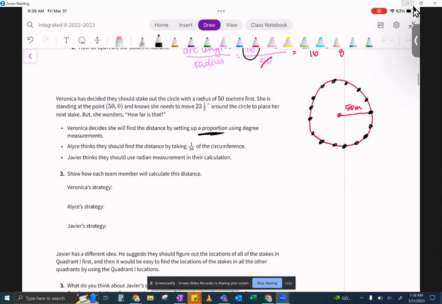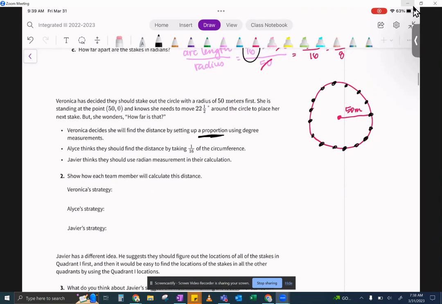Okay. So then it says Alice thinks, so that's Veronica's strategy. So I'm going to pause right there and work out Veronica's strategy really quick with you. So she's going to proportion it out in degree measurements. Whenever you're proportioning stuff out, you think about what you want versus what you have, right? So we want 22.5 degrees, and we have 360 degrees in a circle, right?